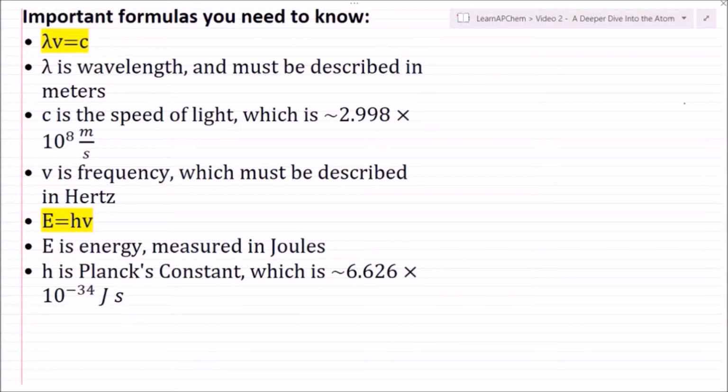Another formula is E equals hv. E is our energy measured in joules. h is Planck's constant, which is approximately 6.626 times 10 to the negative 34th joule seconds. And then again, v is our frequency, and again, should be described in hertz. If you're curious, I can solve this equation up here for v. So c over lambda, and then substitute that into this bottom equation, and I'll get this, which you may have seen.